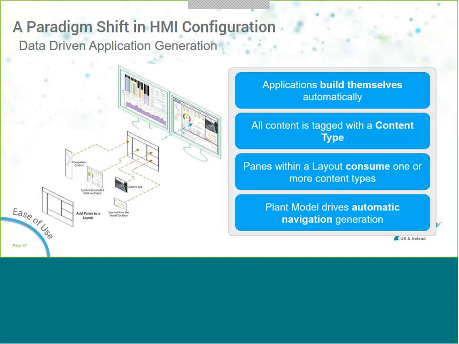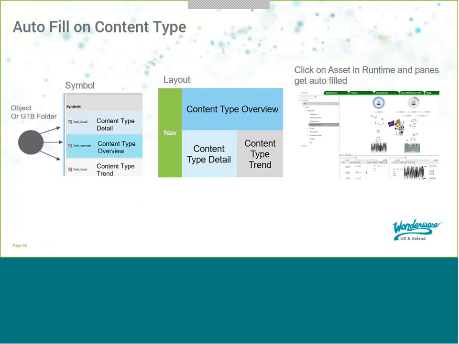So you define the content type that your graphic would be, so it might be an overview screen, it might be a faceplate, it might be a detail view, and then if you associate that with an object, that is how your navigation is automatically set up through the plant model, through those objects that you create as part of System Platform. And when you associate a graphic with the object and you click on that object in terms of the navigation, the content type that you specified will display in the right panes on the screen, and that's how it designs itself and displays itself automatically.